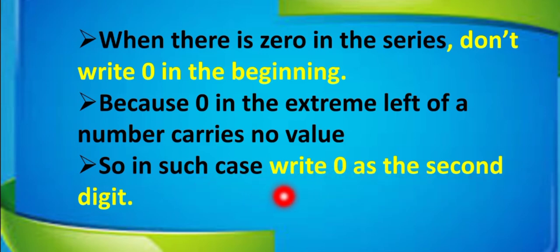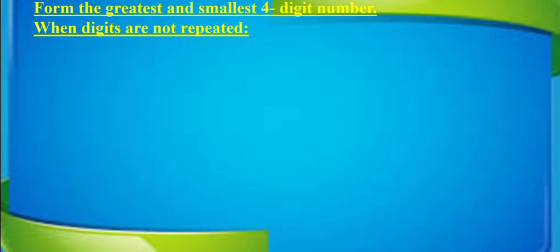Okay, now let us see some examples so you will understand it very clearly. Form the greatest and smallest 4-digit number when the digits are not repeated.